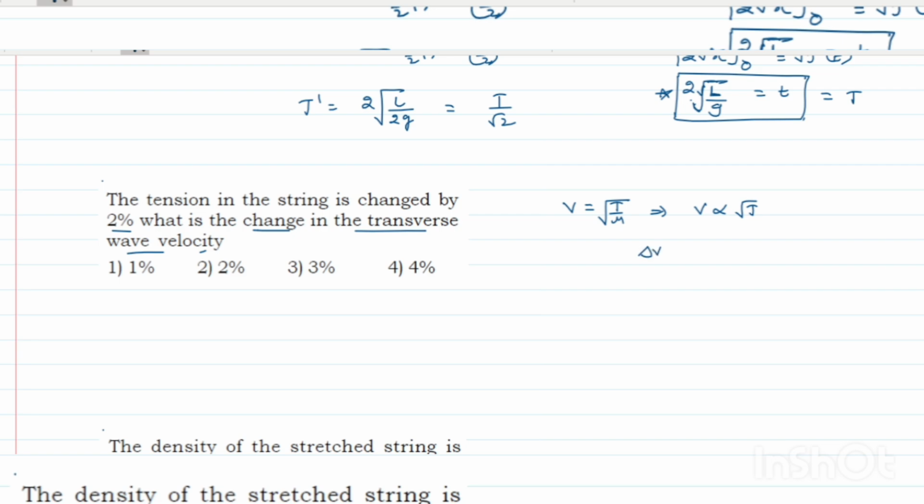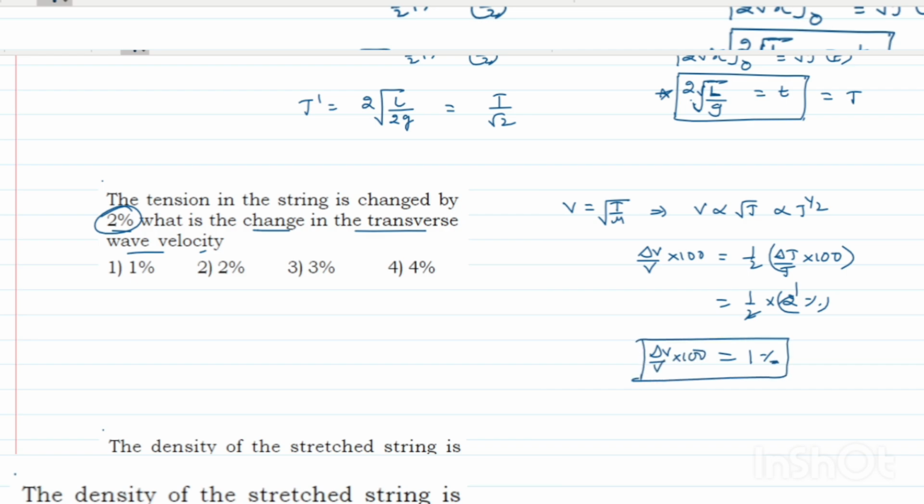So for small changes, delta v by v into 100 is equivalent to T power 1 by 2, so 1 by 2 into delta T by T into 100. The tension in the string changes by 2%, which is already given: delta T by T into 100 is 2%. The 2 cancels once, so we get 1%. So the change in velocity in terms of percentage is 1%.